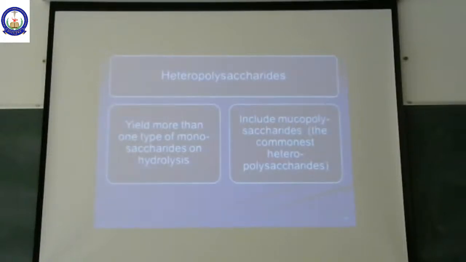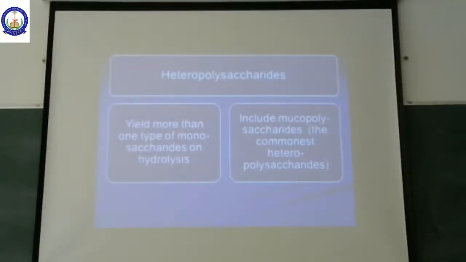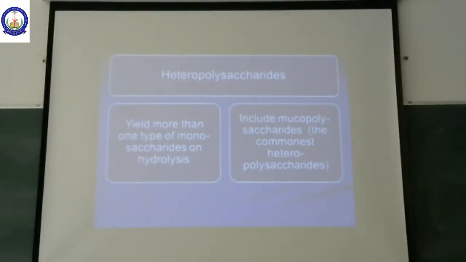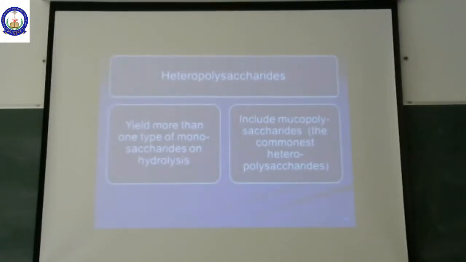When it comes to heteropolysaccharides, hetero means different parts, whereas homo means the same kind of parts. So when heteropolysaccharides undergo hydrolysis, they yield different types of monosaccharides. That is why they are called heteropolysaccharides. The glucosaminoglycans are the commonest form of heteropolysaccharides.